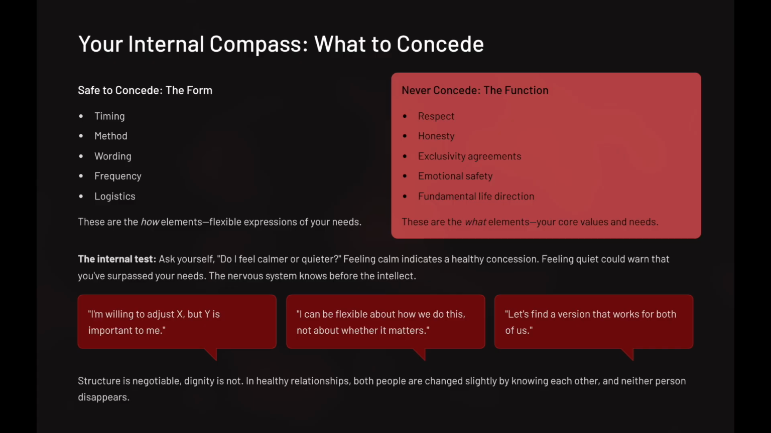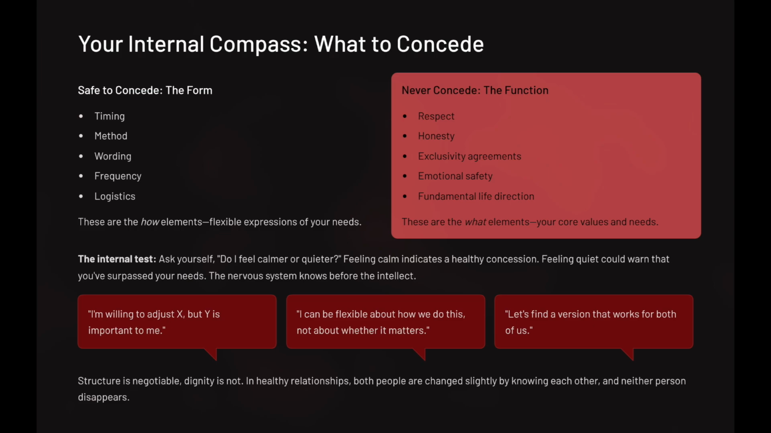When it comes to areas on which we should agree, an internal test is asking ourselves, do I feel calmer or quieter? Feeling calm is a key indicator of a healthy concession. In contrast, feeling quiet could be a warning that we might have actually surpassed our needs. The nervous system knows before the intellect. To give clear examples, you can safely concede timing, method, wording, frequency, logistics. However, you should not concede respect, honesty, exclusivity agreements, emotional safety, fundamental life direction.